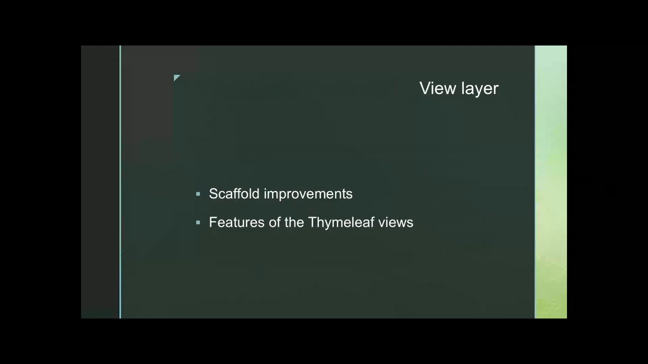You have the view layer, which has scaffolding improvements and uses features of the Thymeleaf views. So the scaffolding involves controllers refactored to support entity relationship management, a master-detail view generator to manage the entity relationships, and several technologies for rendering views. By default, Spring Roo supports Thymeleaf and Jackson 2.